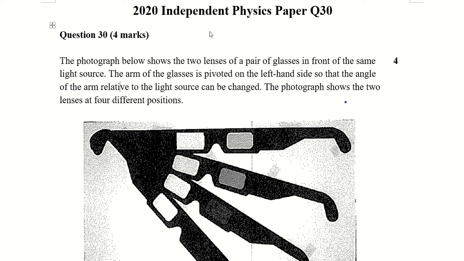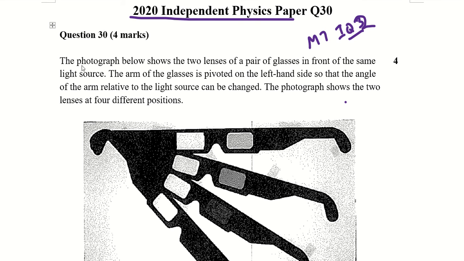Today we'll be explaining the 2020 independent physics paper, question 30. And this question aligns with module 7, inquiry question 3. Or 2 actually.